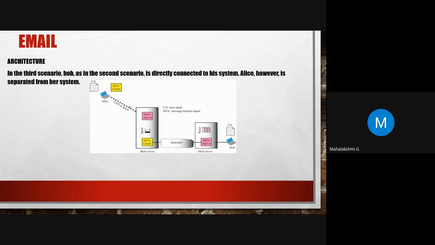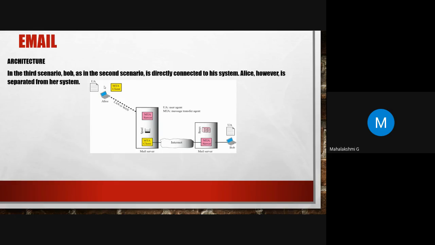Or she is connected to a LAN in an organization that uses one mail server for handling the email. All users need to send their messages to this mail server. So here everyone has to send to this mail server. Alice still needs a user agent to prepare her message. She then needs to send the message through the LAN or WAN. This can be done through a pair of message transfer agents. That is, we have here message transfer agents.